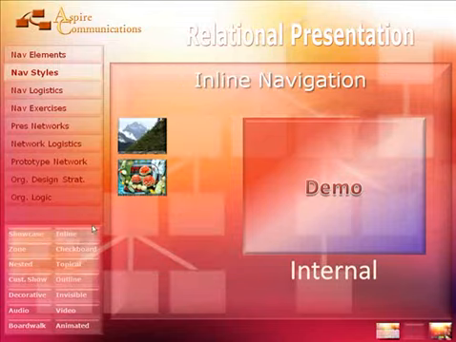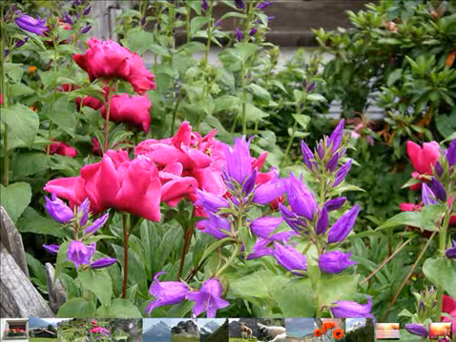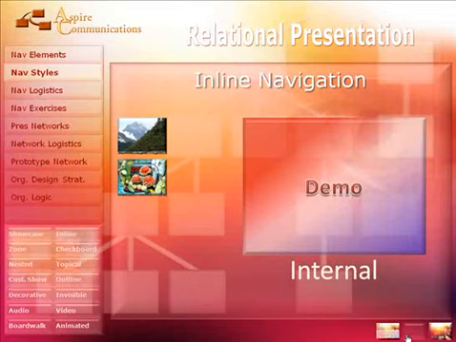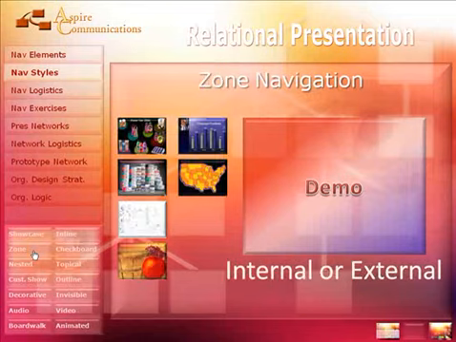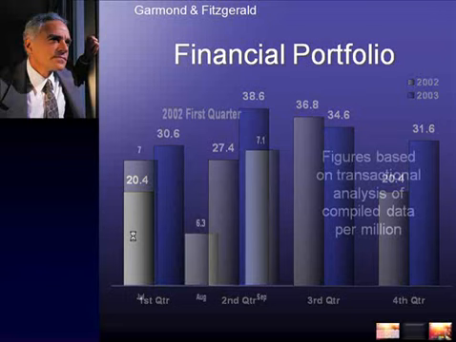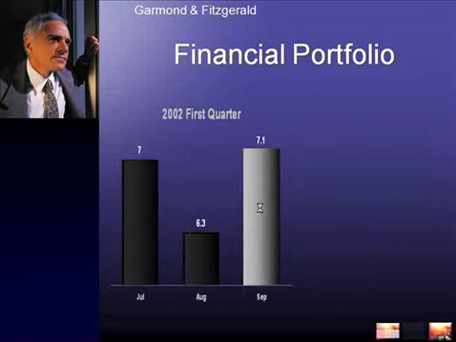Inline navigation has a fixed menu that stays visible as topics above change. Zone navigation uses the slide's visual design as a basis for link location. If I displayed this graph and you said, "How did you come up with those numbers?" I probably would click the bars to show the numbers behind the numbers, and the numbers behind those numbers.